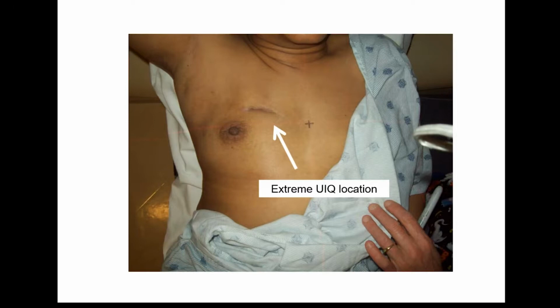Here's an extreme upper inner quadrant location in a small breast. It's just really difficult to get compression. And in this circumstance, the scar was, again, tethered right down to the pectoralis fascia. So it's just very hard to get compression. Next slide.